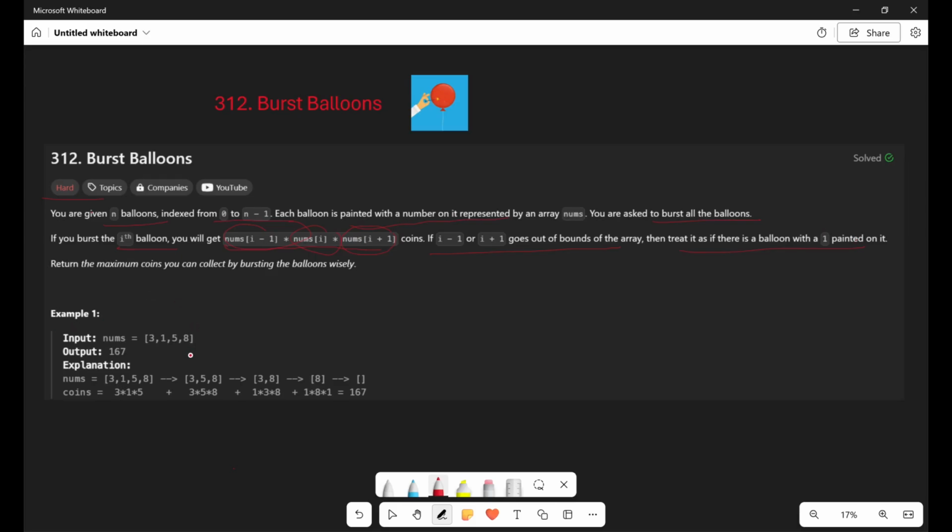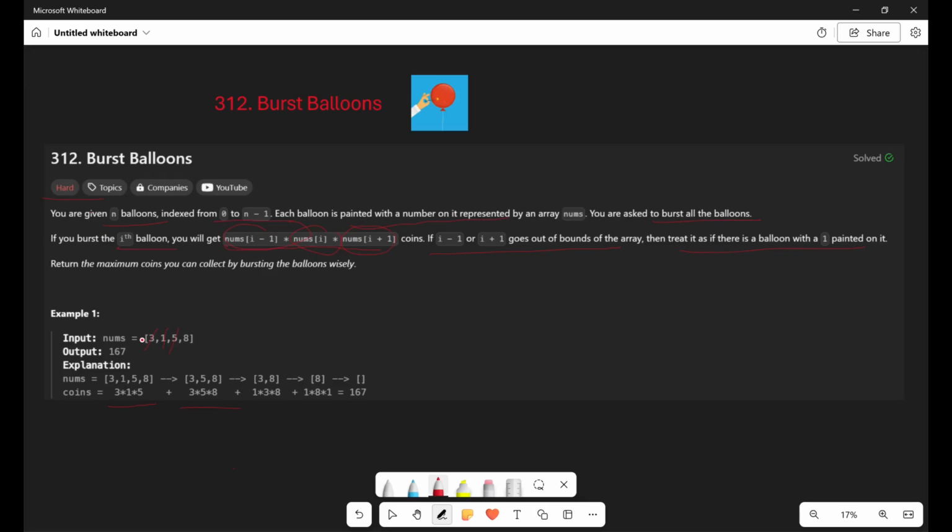Okay, now let's walk through this example. Let's say the first balloon we burst is 1. Now the number of coins that we would get would be the number on the balloon we just burst, which is 1, into its adjacent balloons, which is 3 and 5, which is given here. 3 into 1 into 5. Now let's move forward. Let's burst 5. Now the number of coins we would get would be 3 into the balloon we just burst, which is 5, into 8.